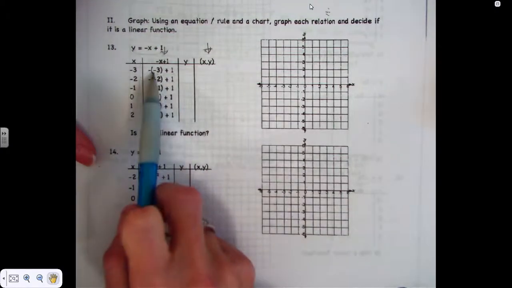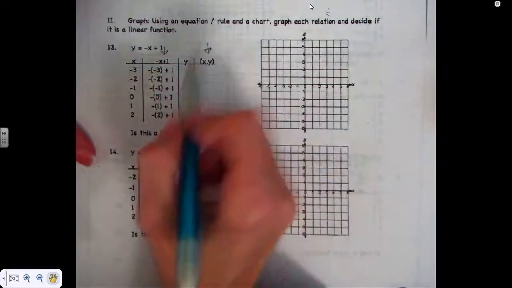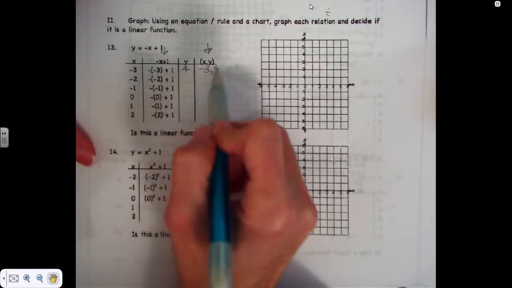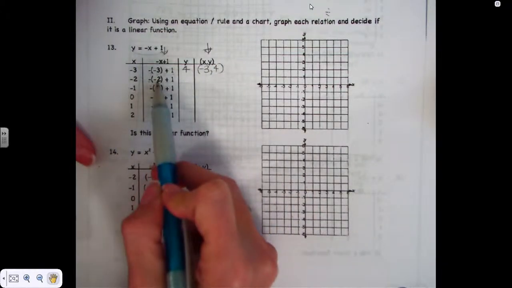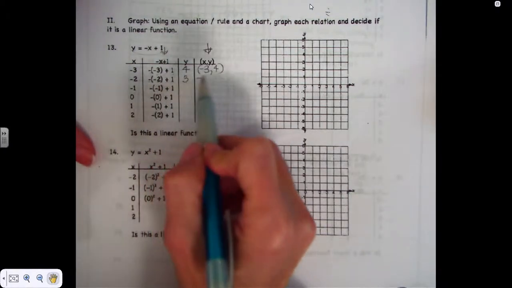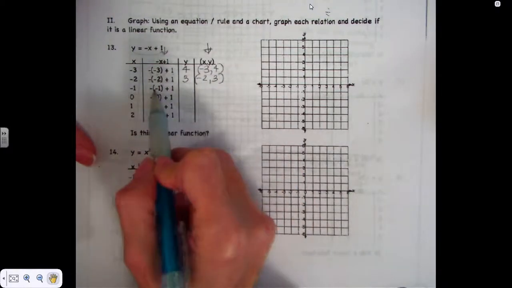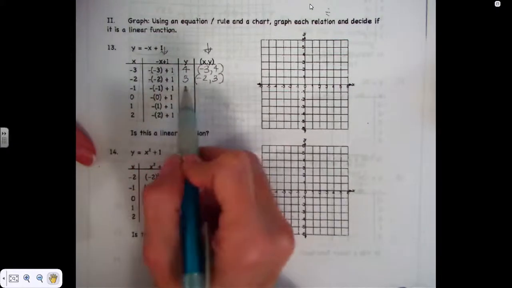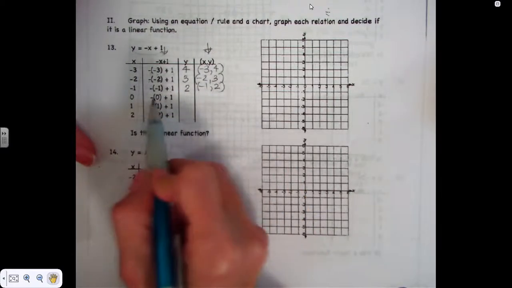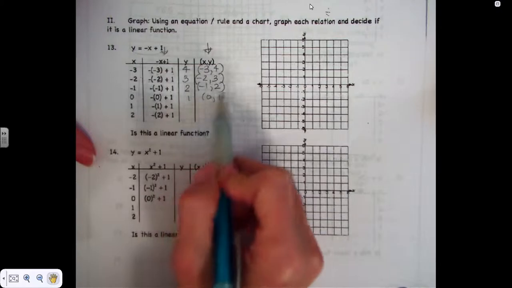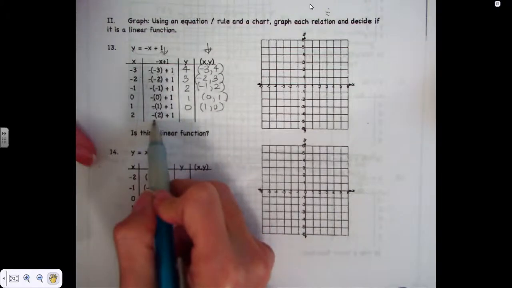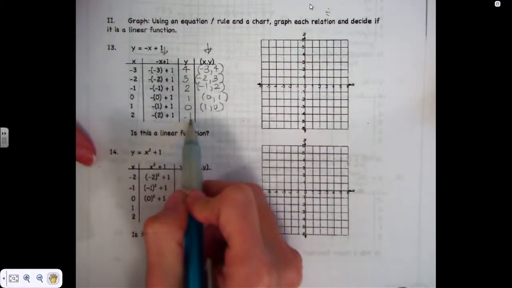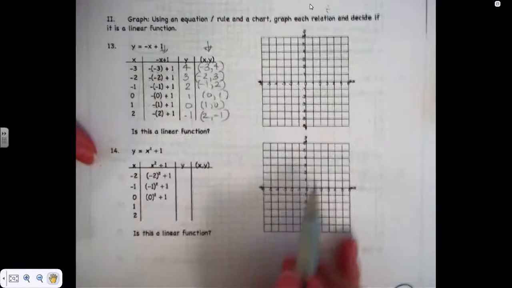Well then, the opposite of -3 is +3. +3 plus 1 is 4. So now my ordered pair is -3, 4. And then I follow suit. The opposite of -2 is +2, plus 1 is 3. The opposite of -1 is +1, plus 1 is 2. The opposite of 0, plus 1, is just a 1. The opposite of 1, plus 1, is 0. And the opposite of 2, plus 1, is -1. Remember your integer rules.